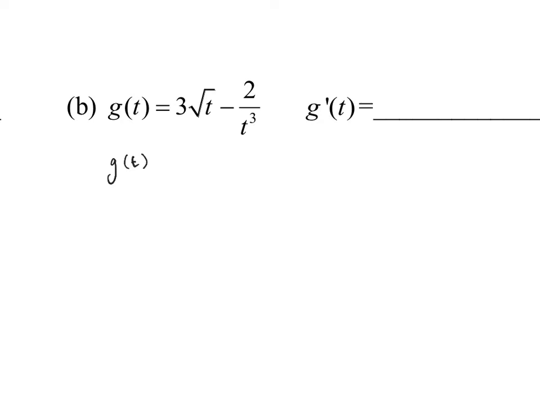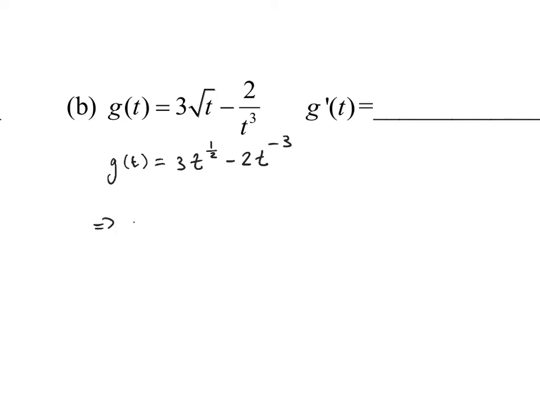So what I'm going to do is write g of t and change this to the format that we would actually use. This should be 3 times the square root of t. We know we need to convert to exponential form, so that would be 3t to the 1/2, minus 2 over t cubed. We know we need to move that t cubed up top, so that would be minus 2t to the negative 3. Again, you're going to get comfortable with this with extra practice, so make sure you concentrate on your homework.